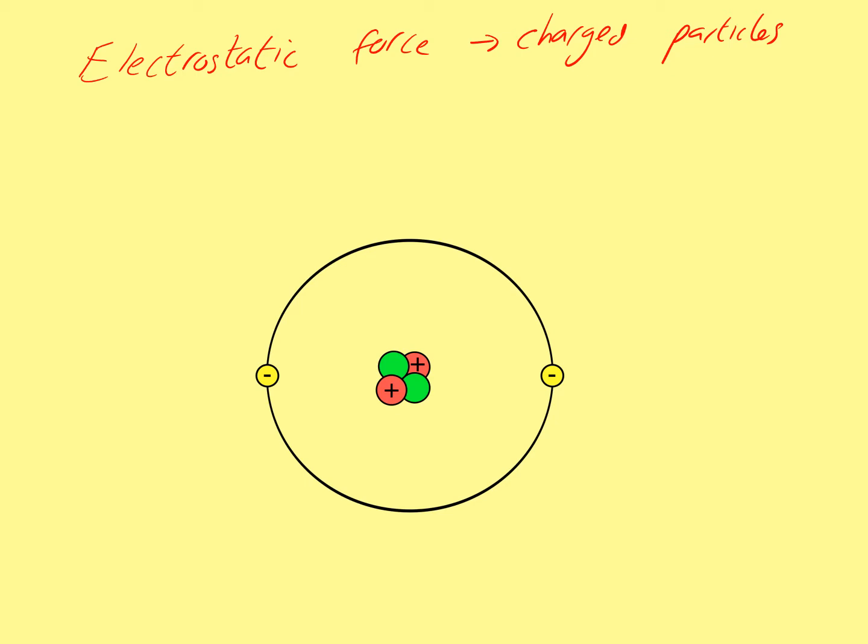Now, if you look in the center, those two protons should be repelling. There's two positives, they should repel. Now, they're not repelling. So there is another force which is holding them together. And this is called the nuclear strong force, which is a lot stronger, obviously. And this happens between nucleons. So this is anything found in the nucleus. So the protons and the neutrons have a force acting on them, holding them together, and this is called the nuclear strong force.